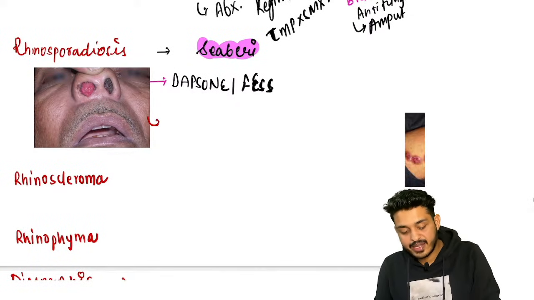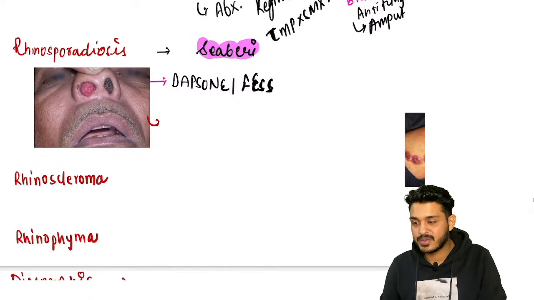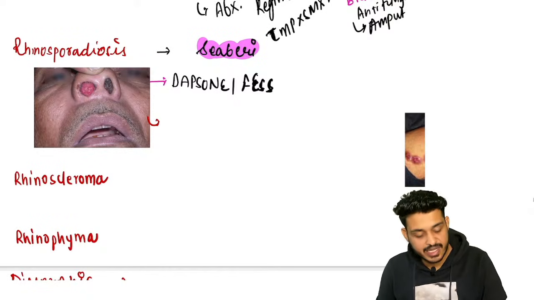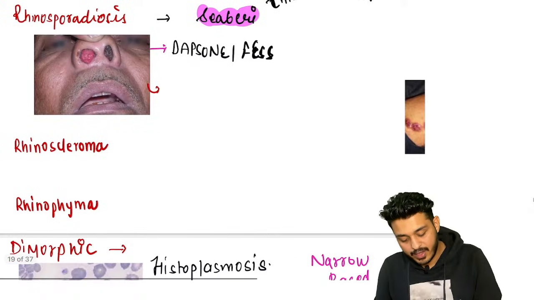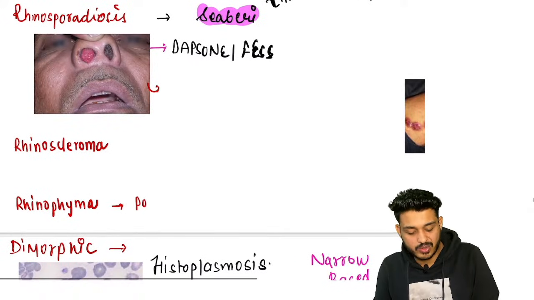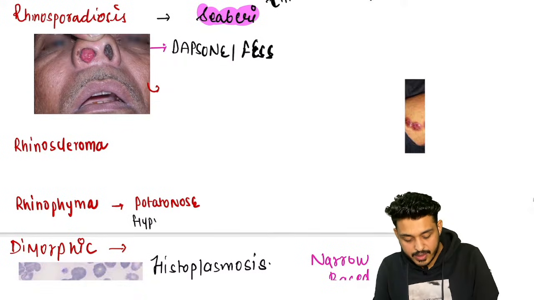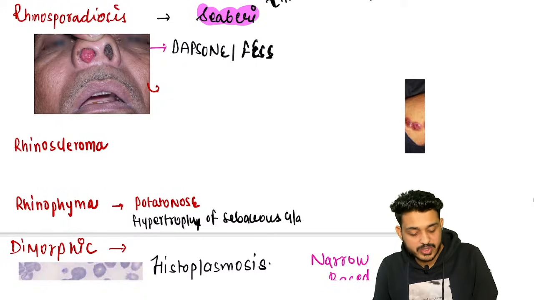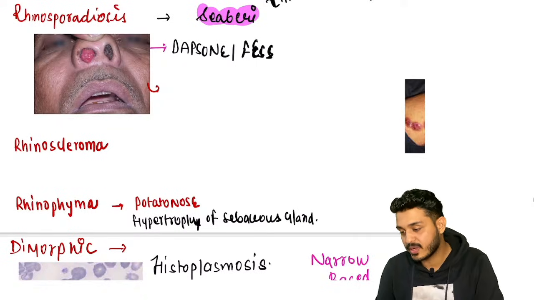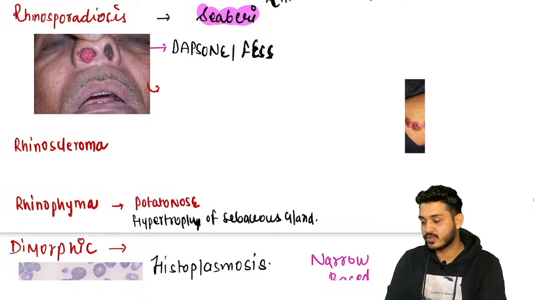If you do histopathological examination, what will you find here? Try to answer. Rhinophyma is going to be what? Potato nose, right? Here you will have hypertrophy of which glands? Hypertrophy of the sebaceous glands. Hypertrophy of sebaceous glands is known as rhinophyma. Phyma is potato nose.